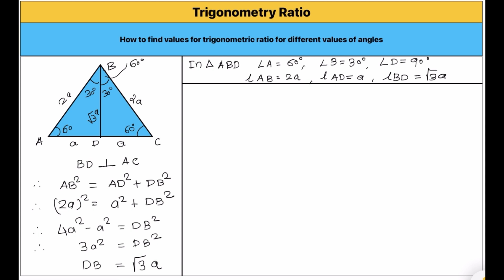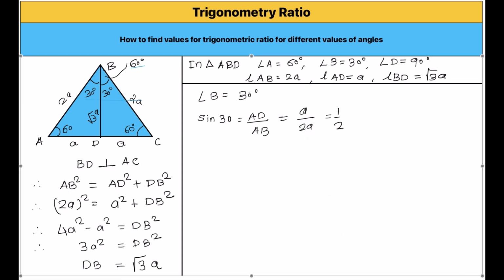Let's find out values for angle 30, that means angle B. First is sine 30. What is sine 30? Opposite side upon hypotenuse. Opposite side of 30 degrees is AD, hypotenuse is AB. So we get AD upon AB. What is AD? AD is A. What is AB? AB is 2A. Replacing the value, we get A upon 2A. Simplifying, we get 1 upon 2. So sine 30 is 1 upon 2.